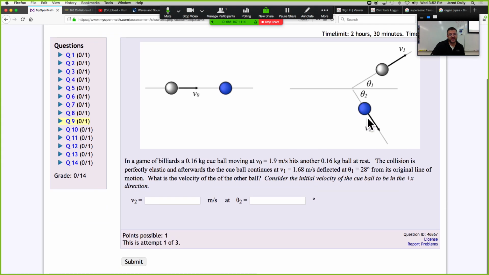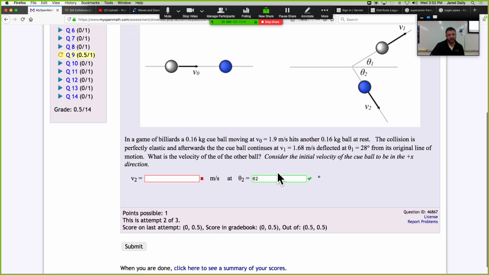In this problem, they tell us that theta 1 equals 28, right? And all these balls have the same mass, they're the same radius, they're all billiard balls. That means that if you take 90 minus 28, you will actually get 62 for your other angle, which is the answer right here. If I type in 62 right here, I'm done with that part.